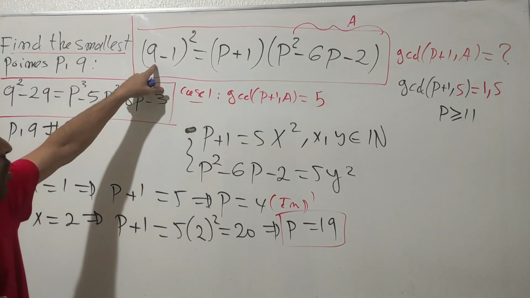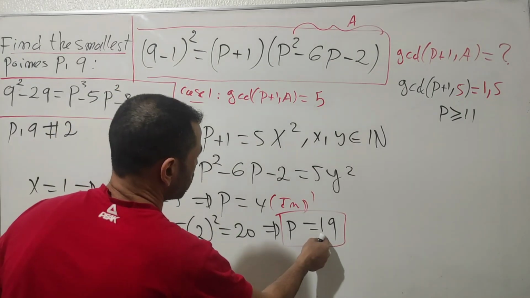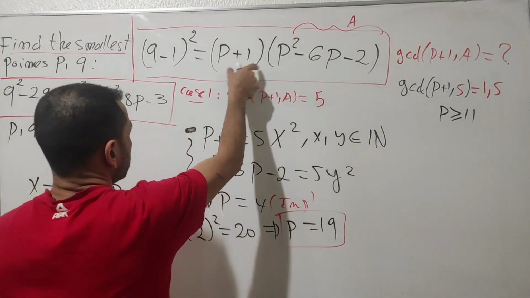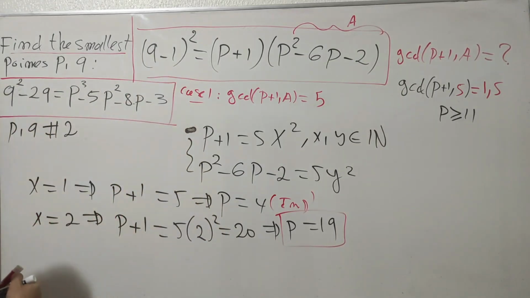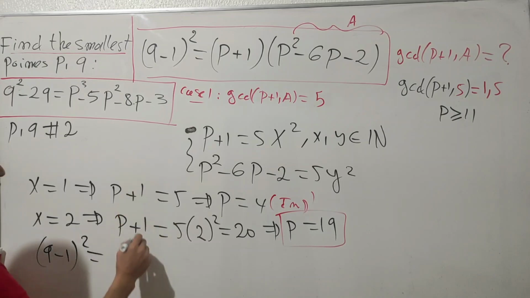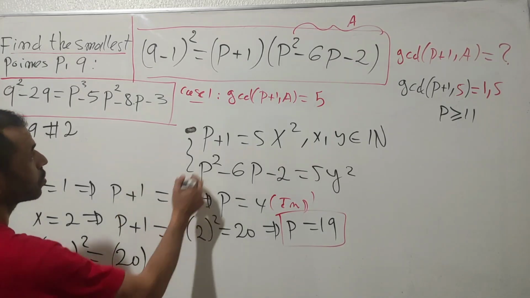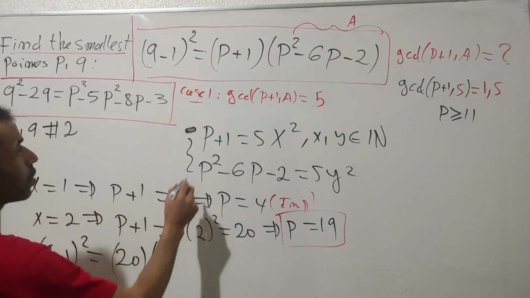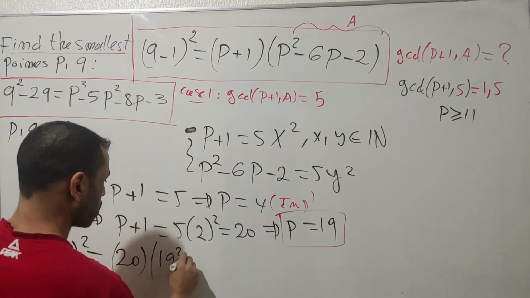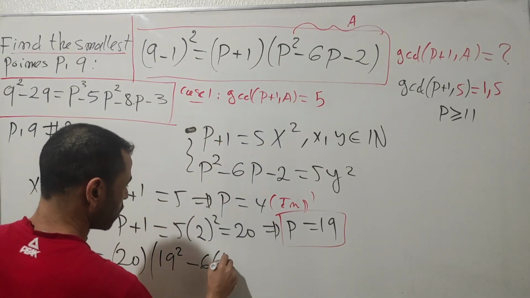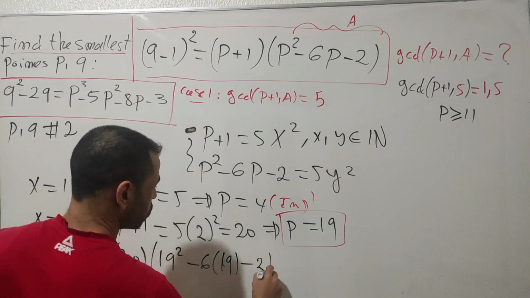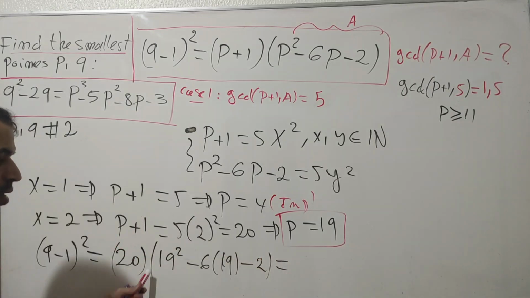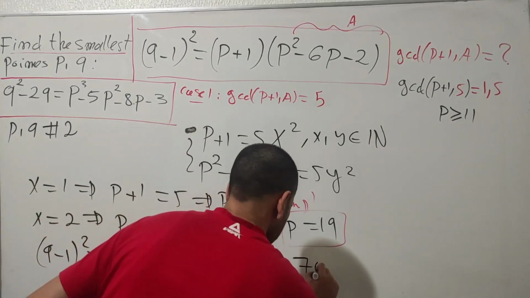Let's check q. Just simply replacing this 19 into this one in order to find q. So we get q minus number 1 quadratic squared, which equals 19 squared minus 6 multiplied by 19 minus number 2. Calculating these things is going to give us 70 squared.